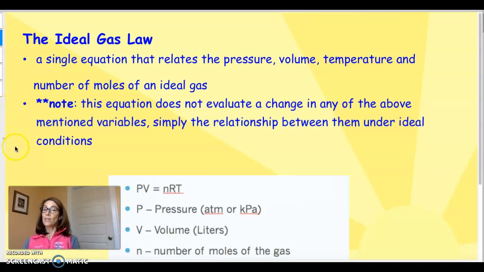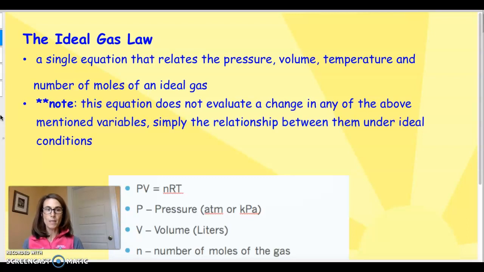So the important thing to note, the main confusion with the gas laws is not necessarily the math. The math is pretty easy. It's deciding which law you need to apply to a given problem or situation. So take note as we're talking about the ideal gas law that this equation does not evaluate a change in any of those variables, pressure, volume, temperature, moles, like our previous laws did. We were always looking at a P1 and a P2 or a V1 and a V2. This time we're simply looking at the relationship between these variables under ideal conditions.